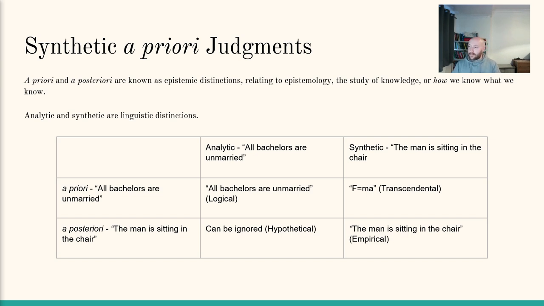And so, once again, a very quick overview. A priori analytic is completely logical, completely contained. A posteriori, synthetic a posteriori, the man is sitting in his chair, is empirical. We have to go find out what it is. And synthetic a priori is a statement which is absolutely necessary knowledge, a priori, which is derived not from experience. And how can that be?